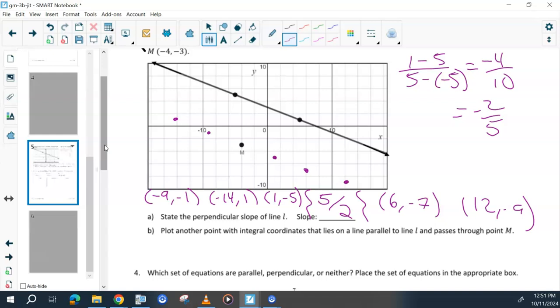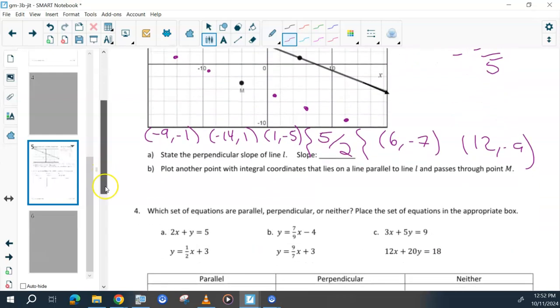And how was your question? How to which part? I don't know what you're asking. I don't get what the question is asking. It's asking you to plot another point that has no fraction numbers that would lie on the line that's parallel to this one, and that would go through this point.